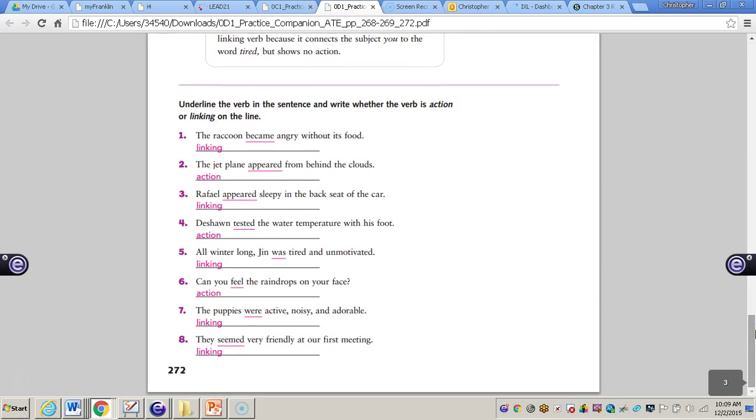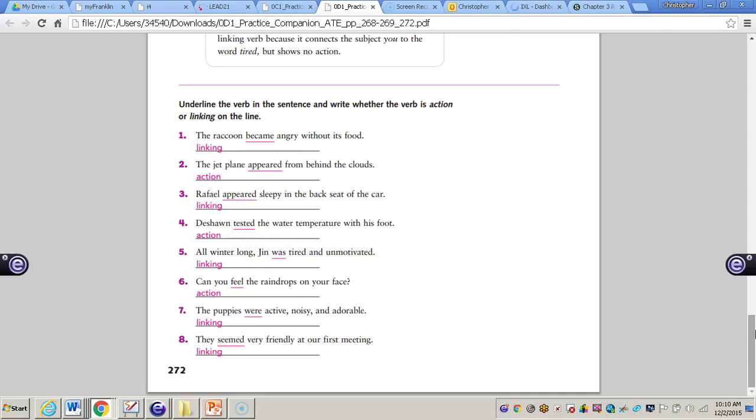Number 4, Deshaun tested the water temperature with his foot. Tested is the verb. It's an action verb. Number 5, all winter long, Jen was tired and unmotivated. Was is the linking verb there. Number 6, feel, that's an action. Number 7, the puppies were active, noisy, and adorable. Once again, were is connecting puppies to more information about the puppies. What were they? They were active, noisy, and adorable. And number 8, seemed is the linking verb.